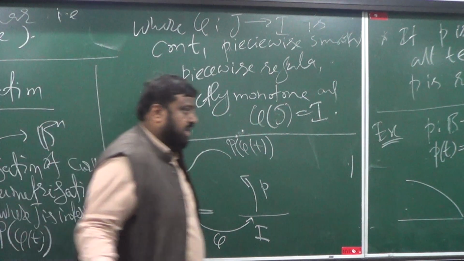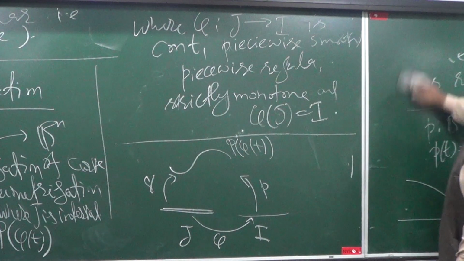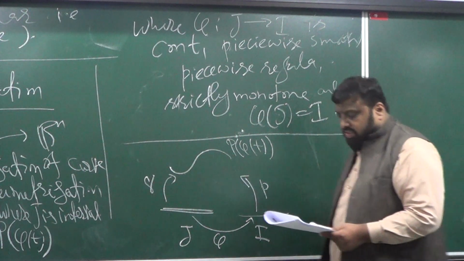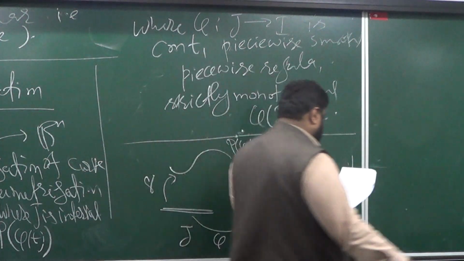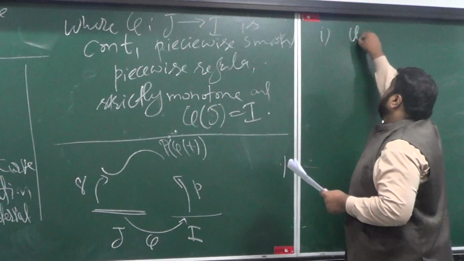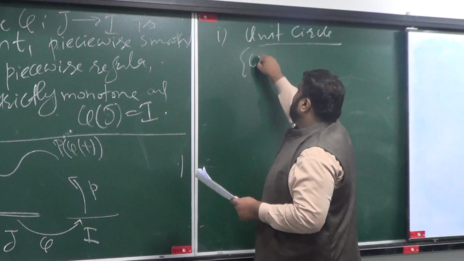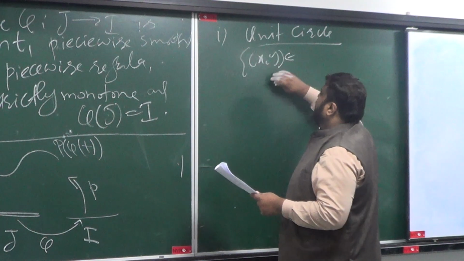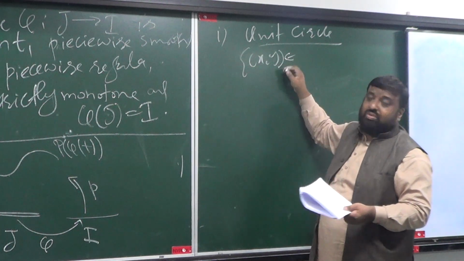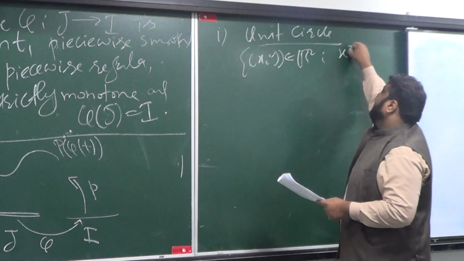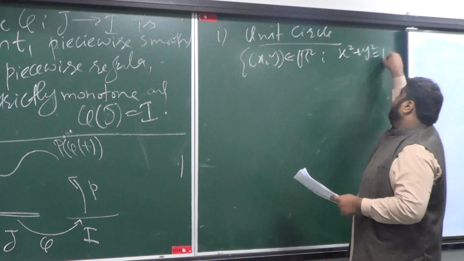Let me give you an example. Let's think about what interesting things this can do. The example is going to be about the unit circle. So what is the unit circle? It's a collection of points. It's a curve in R2, I know that. It is the collection of points (x, y) in R2 such that x squared plus y squared is 1.